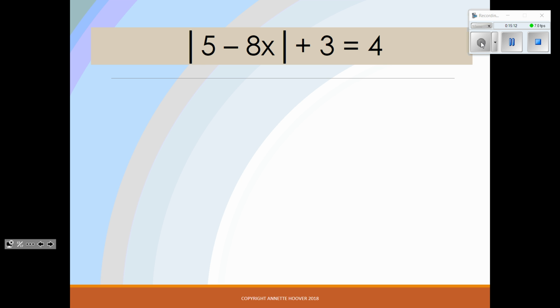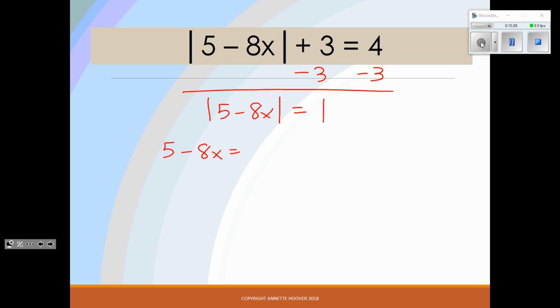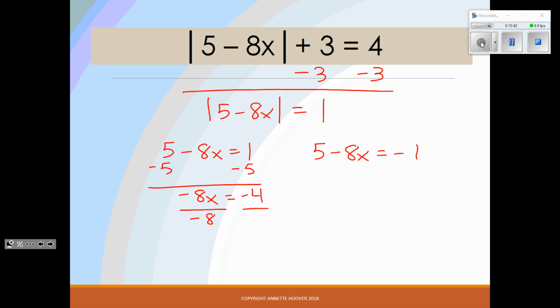So let's look at this one. First, we have to subtract 3 on both sides. That gets the absolute value by itself. Okay, we have it equal to a positive number, so we know that there's going to be a solution. We set up both equations. The first one looks just like it. The second one is set equal to the opposite. We subtract 5 on both sides. Divide by -8, and we'd see that x is equal to 1/2.